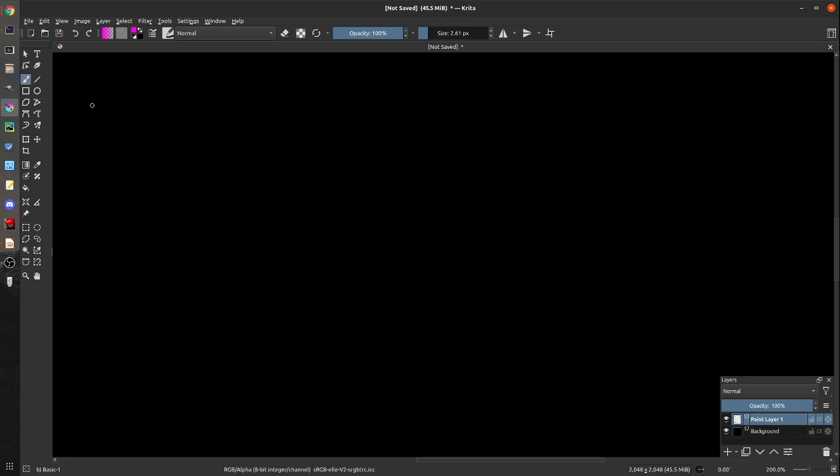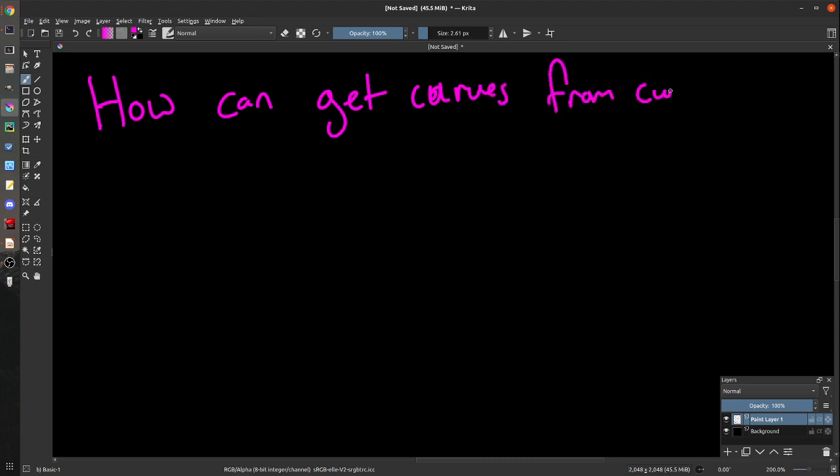So we could ask, I'll write it like this: how can we get curves from curves? Nicely.